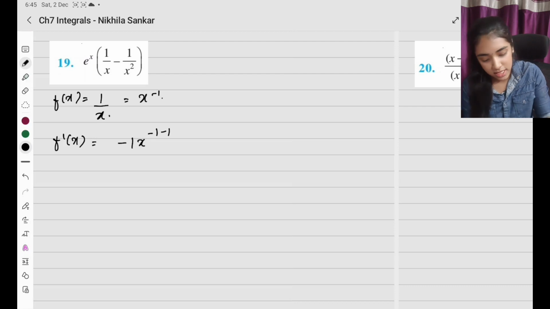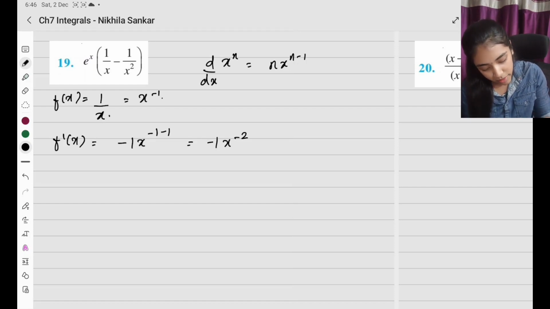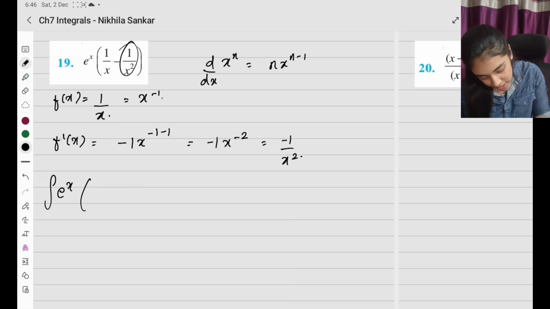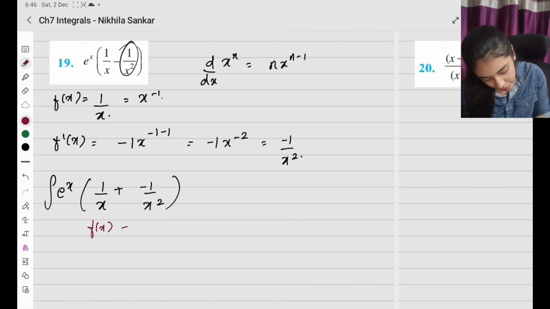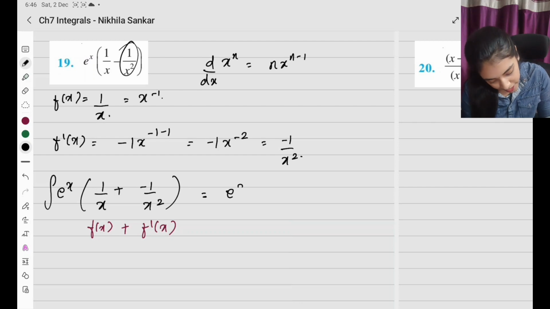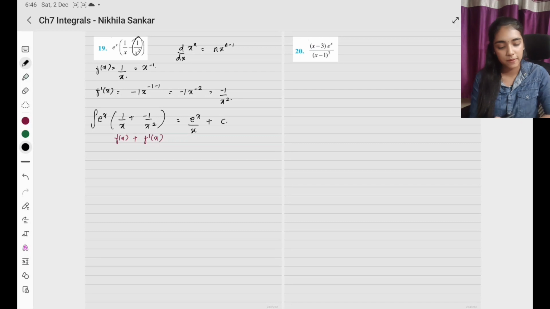How am I doing this? So this is x to the n. To find its derivative, I need n x to the n minus 1. So I take minus 1. So this is minus 1 x to the minus 2, which is minus 1 divided by x square. So this is my f dash of x. So the integral is basically of the form e to the x times 1 by x plus minus 1 divided by x square. It should always be of the form f of x plus f dash of x. Okay. So this is going to be e to the x times f of x plus c. This is my answer. Okay.